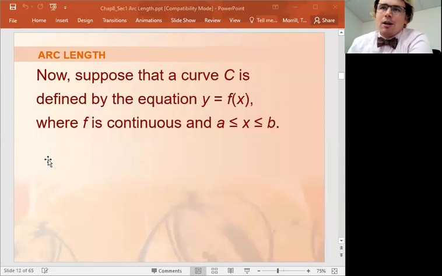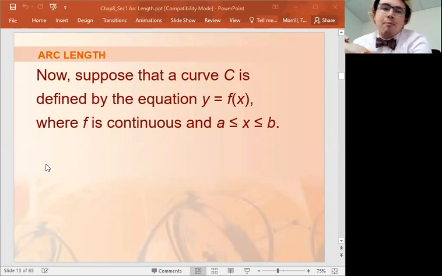So, what am I going to do about other curves besides just a circle? And how can I tie this into Riemann sums?